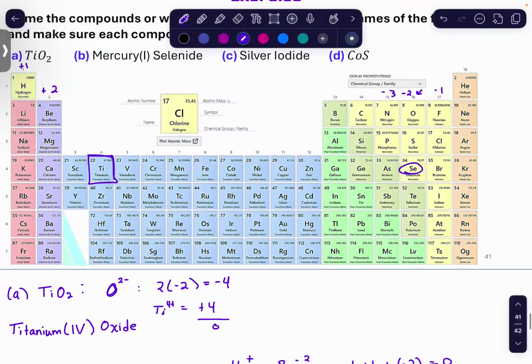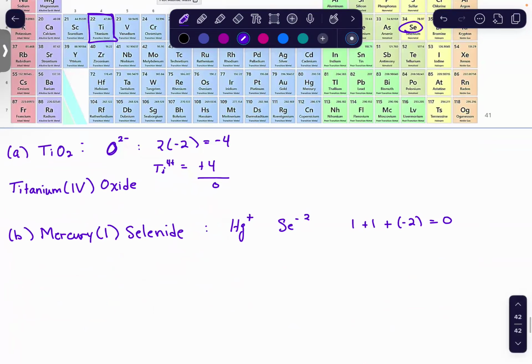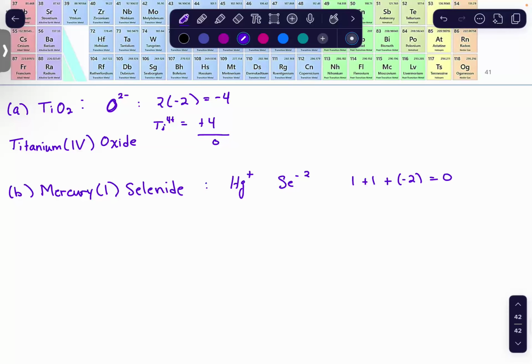Hang on, did I do that right? Selenium. Yeah, I did. Okay. I wasn't paying attention when I made my notes. Okay, so it's going to be Hg2 selenide.